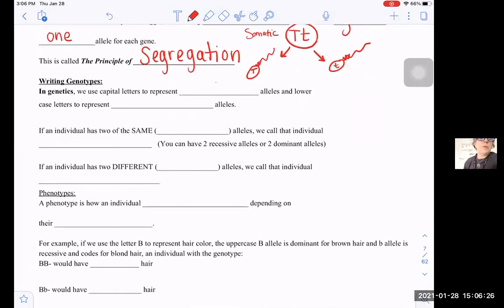All right, so when we write genotypes in genetics, we always use capital letters to represent dominant alleles, and we use lowercase letters to represent recessive alleles.